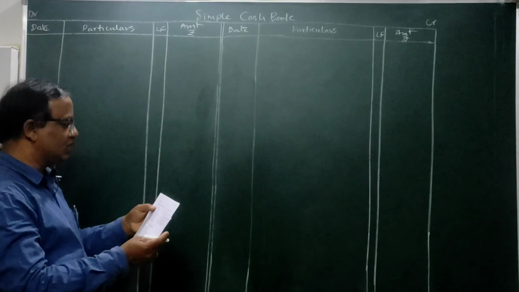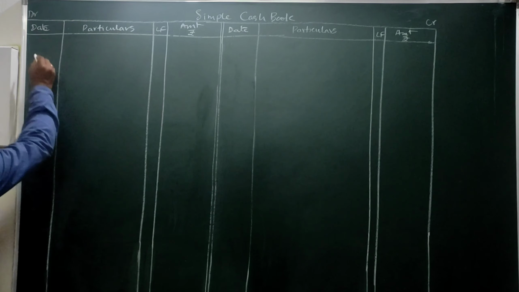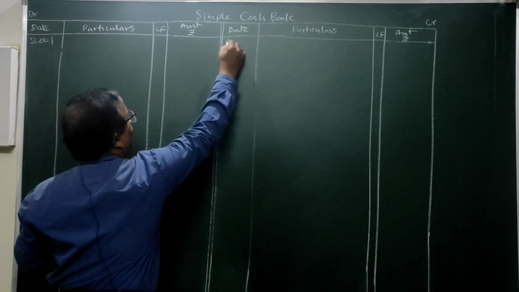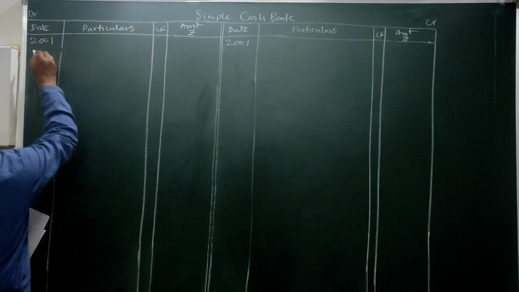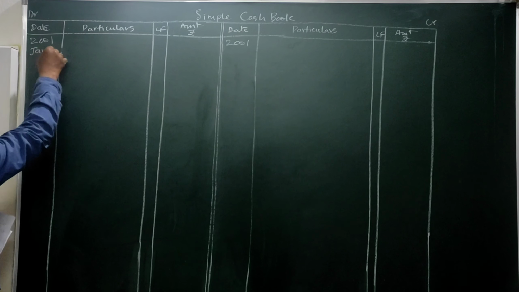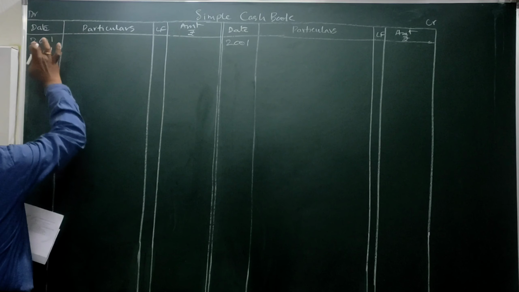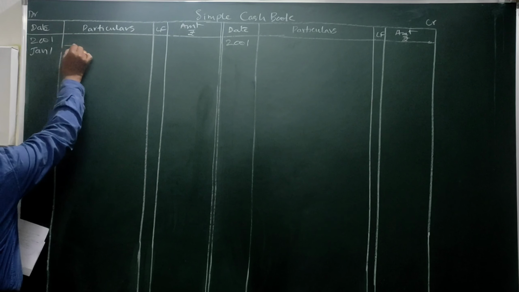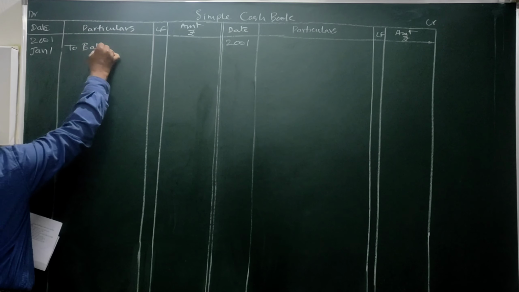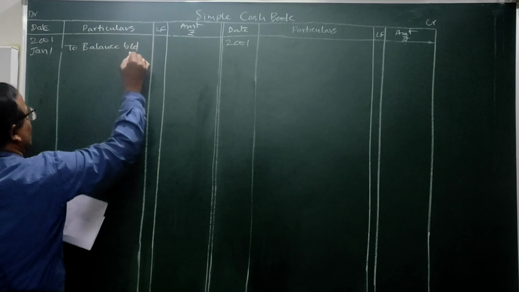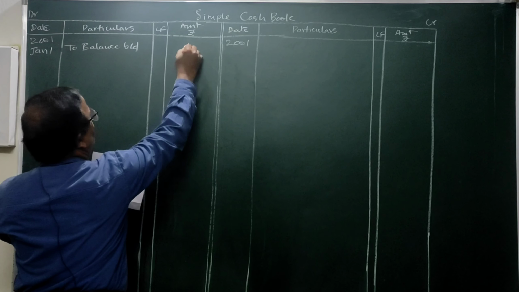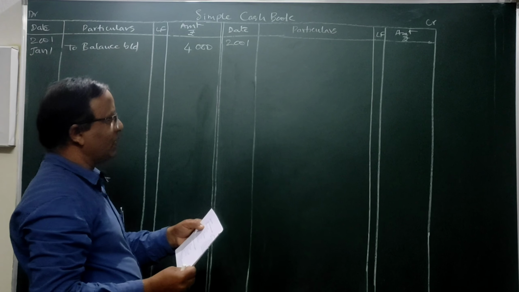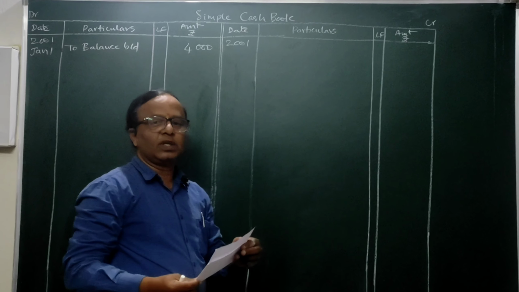So here it is said, 2001 January 1. You write the year 2001 here, as well as in the amount date column. So on January 1, 2001, if you observe, what is said is cash in hand. So this is the opening balance. You will write it as to balance brought down. Amount is 4,000. So write down 4,000. Then next, cash purchases is said. It is on January 6th.